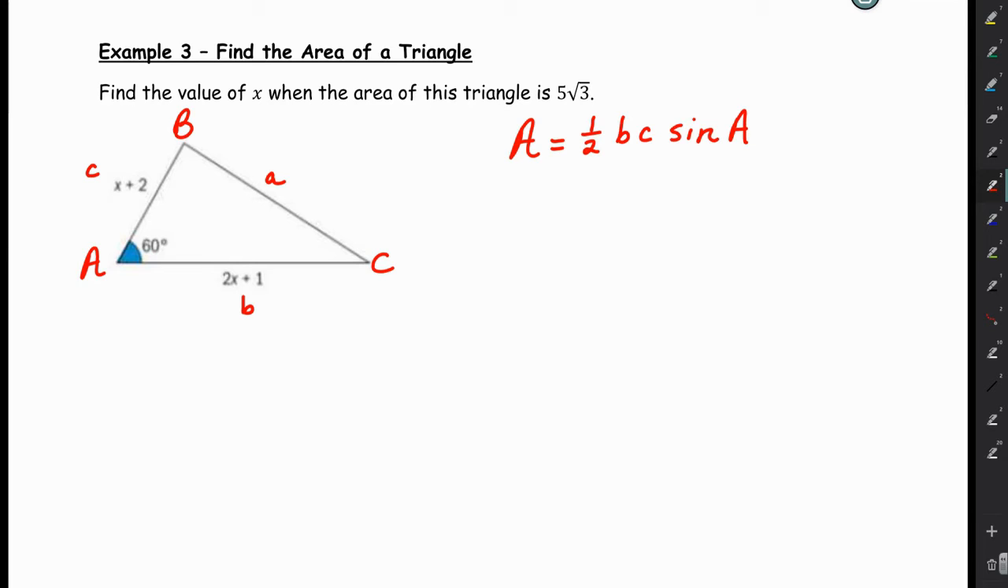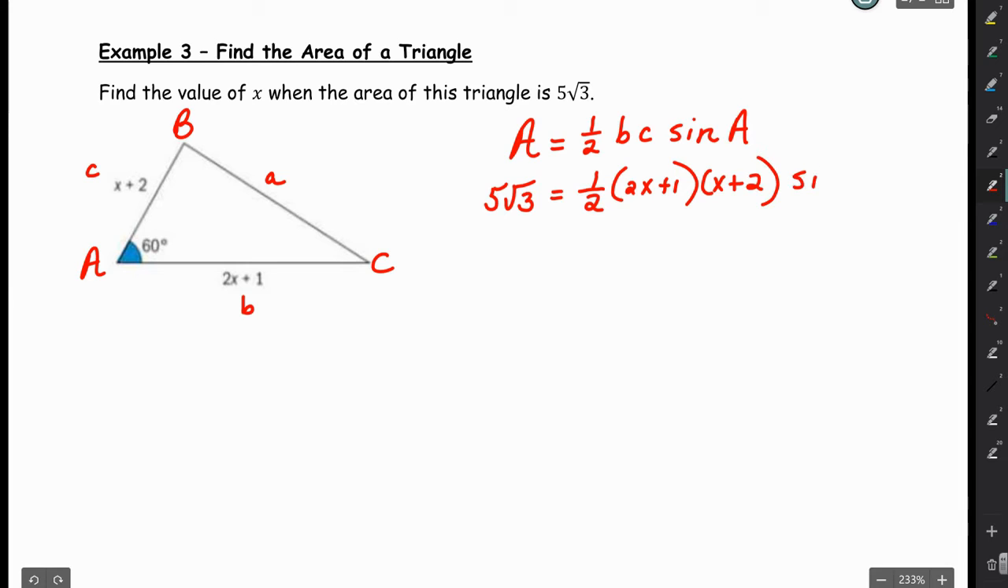Now, I already know that the area of this triangle is 5√3. I know that side B is 2x plus 1. And I know that side C is x plus 2. And I'm putting down the sine of 60 degrees. Now there's two ways to approach this problem. We can do it algebraically, which I will do, or we could do it using the calculator. So I'm going to show you how to do it algebraically first.